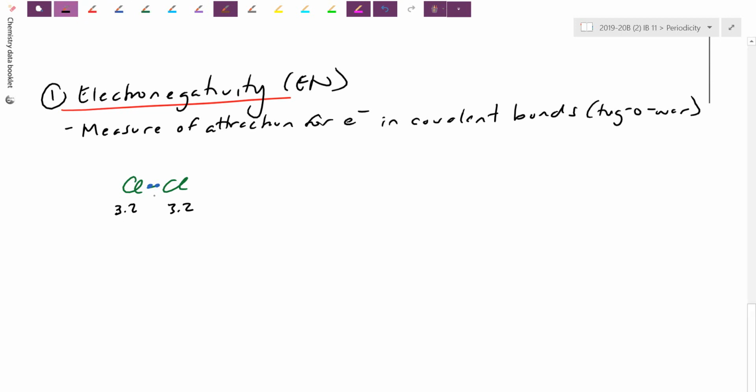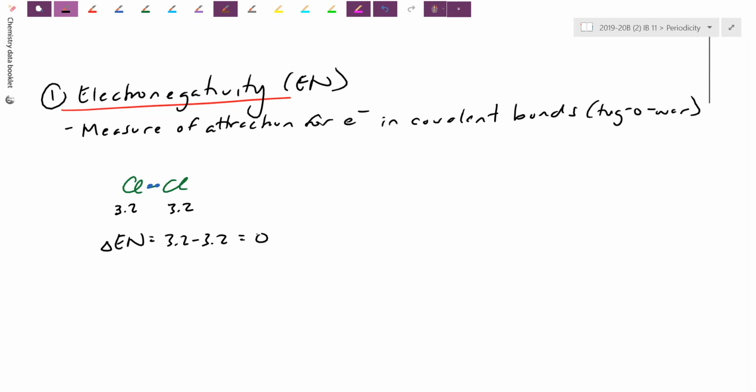what I really care about is, between this tug-of-war, this sharing of electrons, whether there's any difference in electronegativity. I want to see, is this a fair competition or not a fair one? And all you're going to do is just big number minus small number. In this case, they're the same. The difference is 0. We're basically saying, hey, it's chlorine fighting against chlorine.